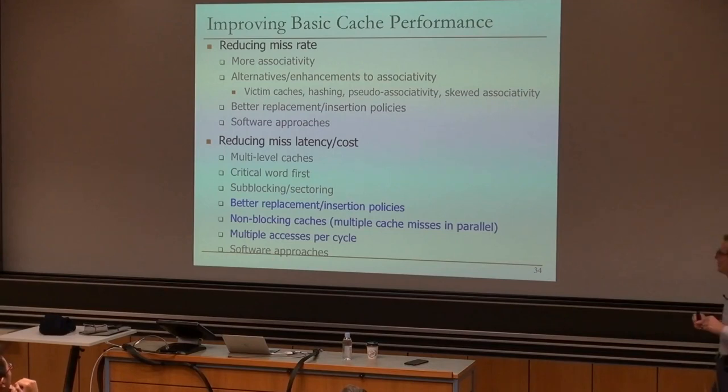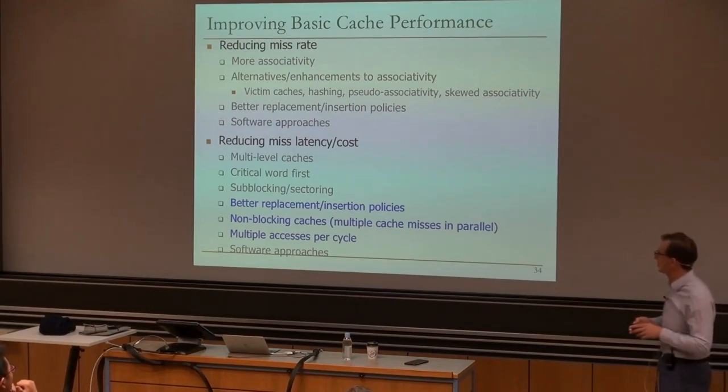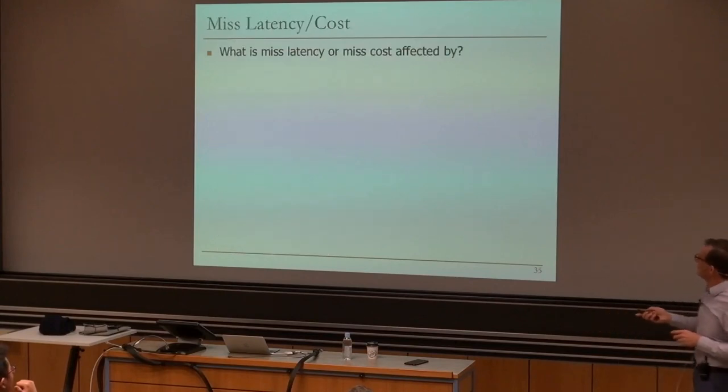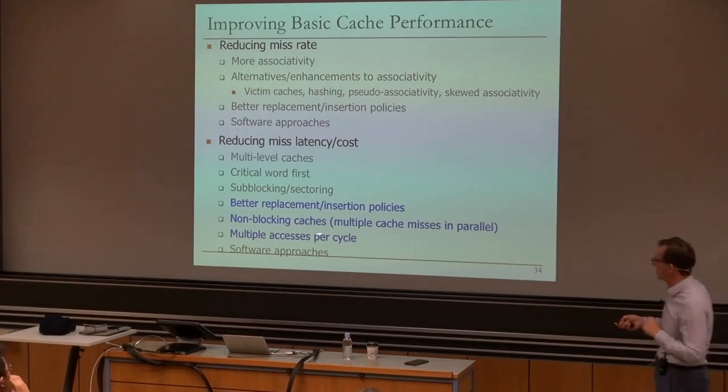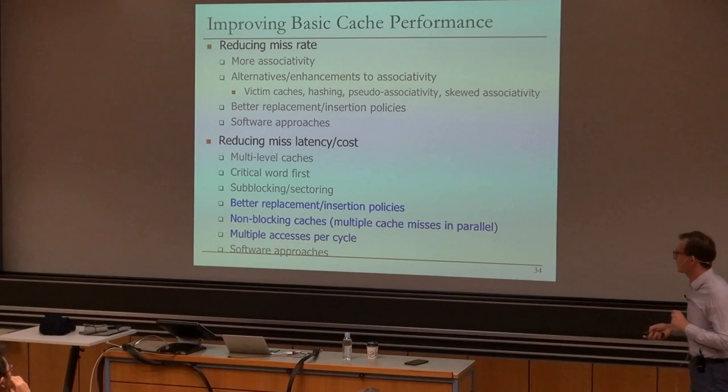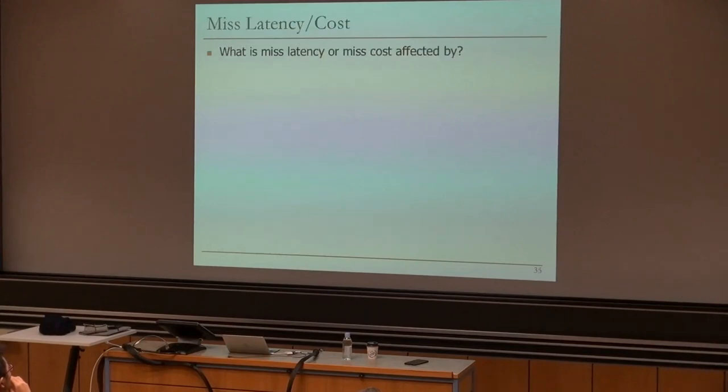That's been examined a little bit less, if you will, especially the cost part. Latency, yes, people care about, but the cost of a cache miss, people have not been as cognizant about for a long time. And there are better replacement and insertion policies, which we kind of discussed. Non-blocking caches we're going to discuss, and multiple accesses per cycle we're going to discuss. But let's focus on cost a little bit.